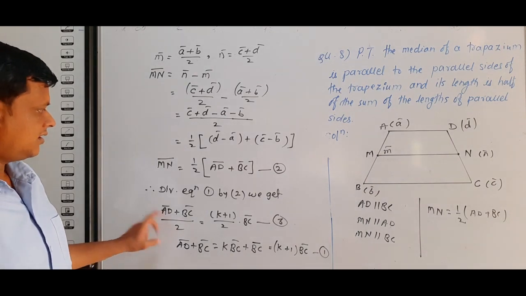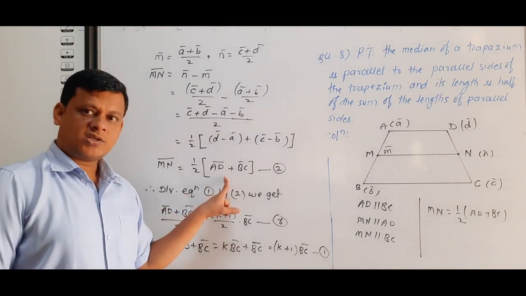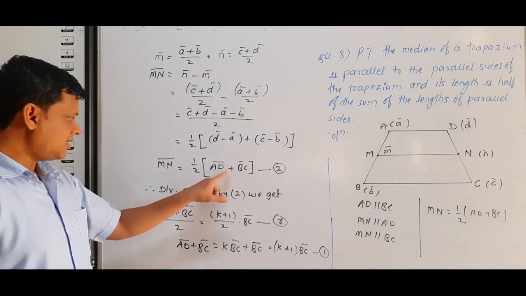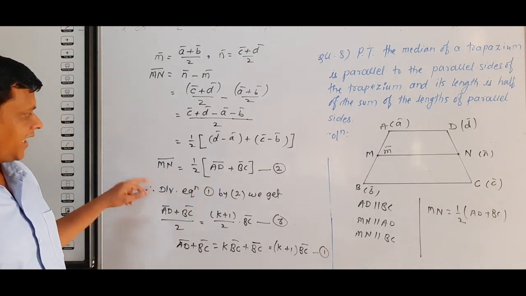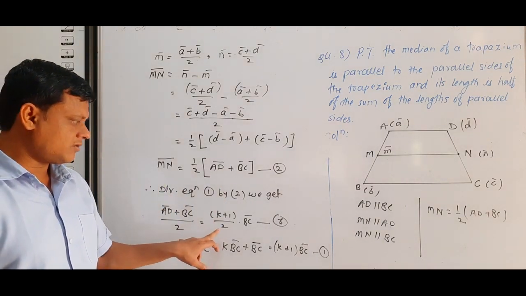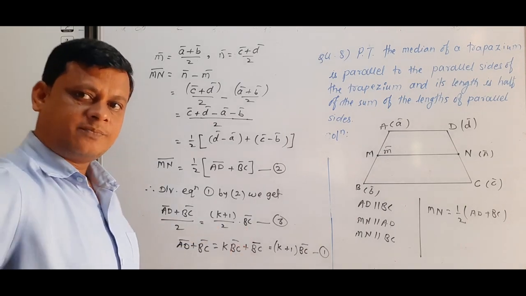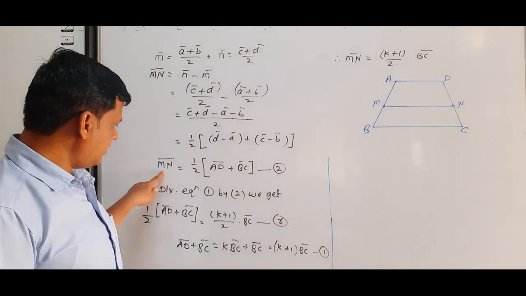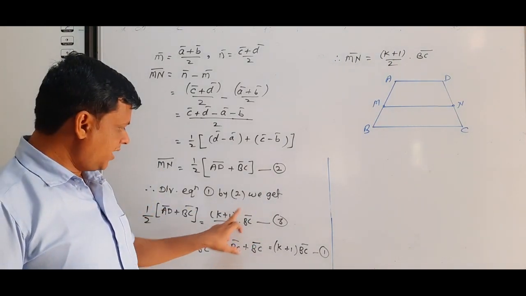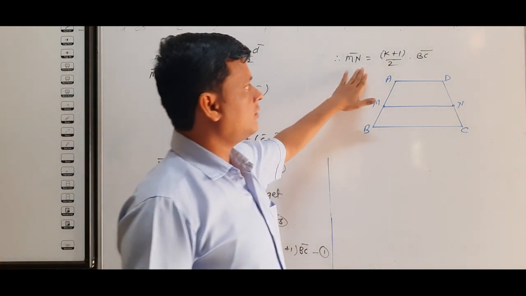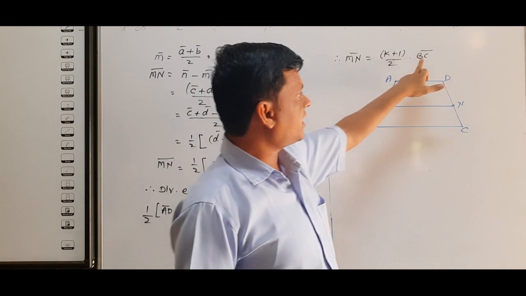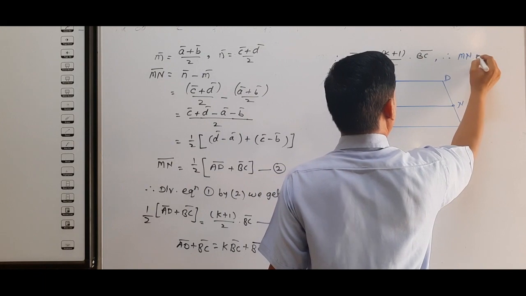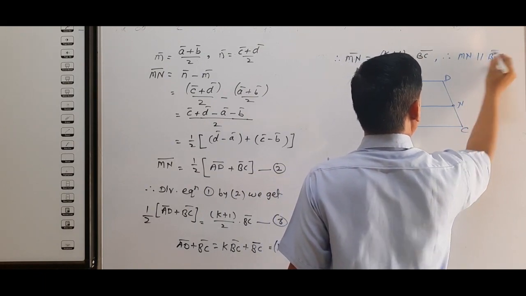Now if you observe, the RHS of equation 2 and the LHS of equation 3 are the same. That means these two can be equated. So from equations 2 and 3 we write vector MN is equal to K plus 1 by 2 times vector BC. So this vector MN is a scalar multiple of vector BC. Therefore vector MN is parallel to vector BC.